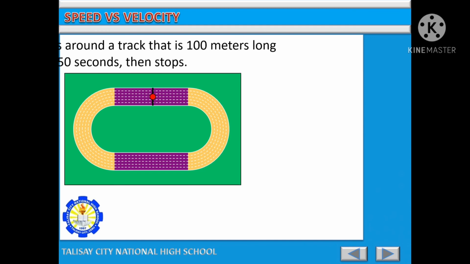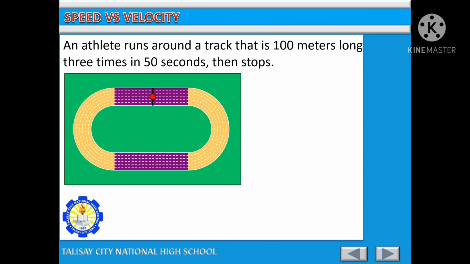Another example, an athlete runs around a track that is 100 meters long 3 times in 50 seconds. Then after 3 rounds in 50 seconds, he stops. If we calculate the speed of the athlete and its velocity, then we can say that velocity and speed are two different things. The speed of the athlete is distance divided by time. He ran 3 loops, which is 100 times 3 is 300 meters divided by 50 seconds. So the speed of the athlete is 6 meters per second.